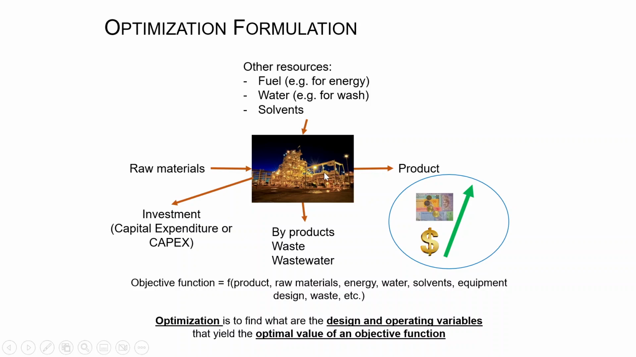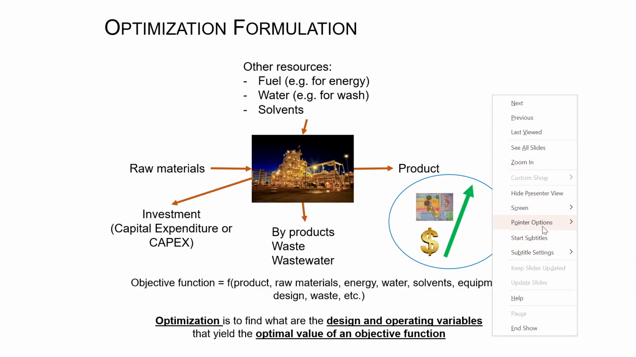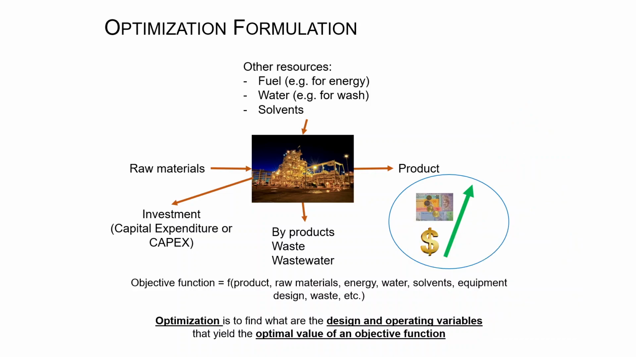I think here. So we have in this case raw materials that we have to pay for, and then we have the design of the plant itself that we also have to pay for, and then we need to produce. I mean, we need to use some form of energy, and then water, or solvents, and then by having all of this that we are paying, we produce a product, which has a price to it.